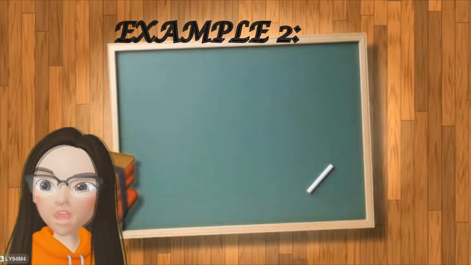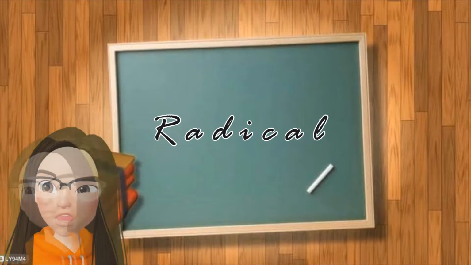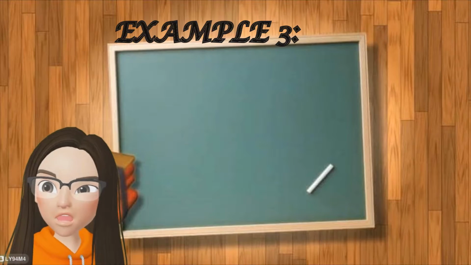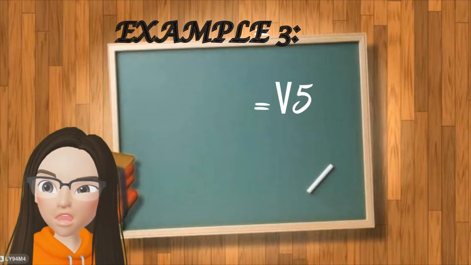Second example, the limit of 1/2 as x approaches 5 is equal to 1/2, where the constant is 1/2. That's why the limit is 1/2. Last example, the limit of square root of 5 as x approaches 6 is equal to square root of 5, where the constant is square root of 5. That's why the limit is square root of 5.